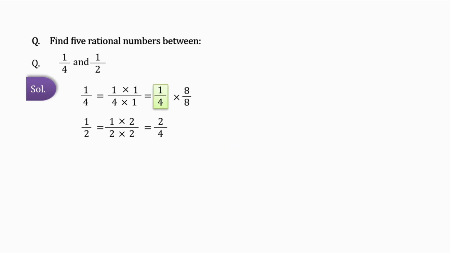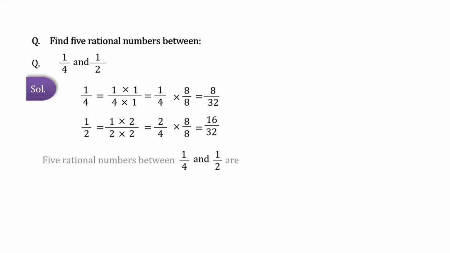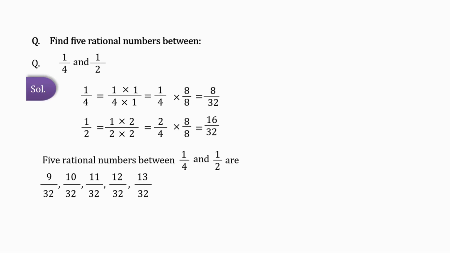Hence, we can take any number, but both numerator and denominator we have to multiply with the same number. So here we have considered 8. It's a bigger number. So we will get 8 by 32. In this case, we will get 16 by 32. So the 5 rational numbers between 1 by 4 and 1 by 2 are all these numbers. So any number you can consider between 8 by 32 and 16 by 32.